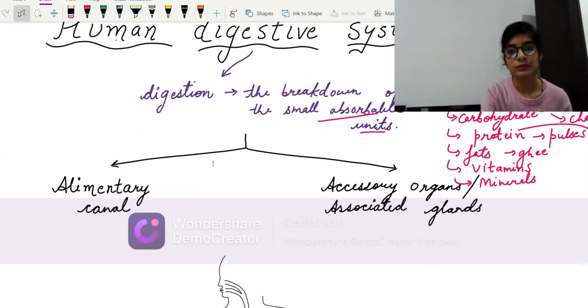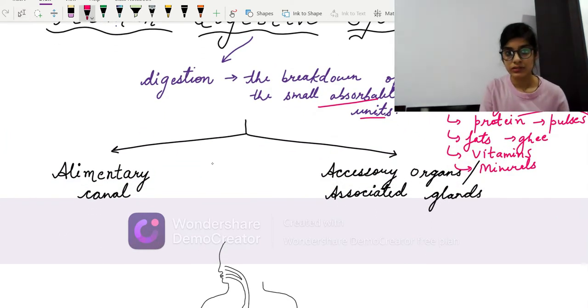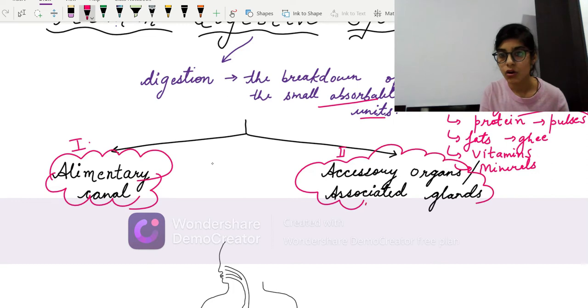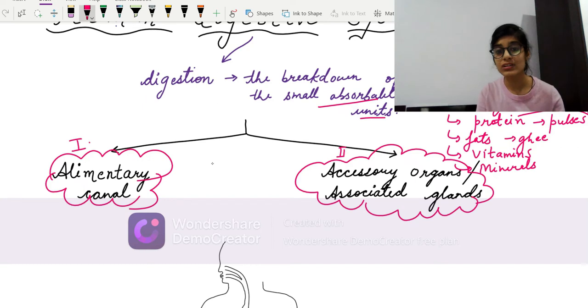Clear? Now, as we know, we are complex multicellular organisms, and our digestive system consists of two parts. The first one is the alimentary canal, and the second part is accessory organs, or we can say associated glands. Accessory, what does this word mean? Accessory means helpful, which helps in the digestion, right?